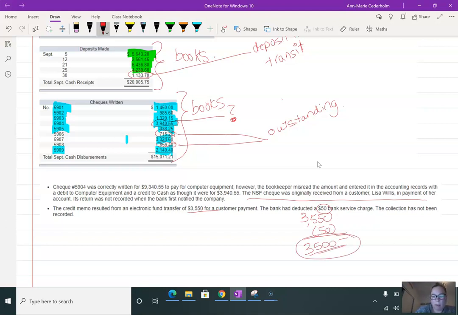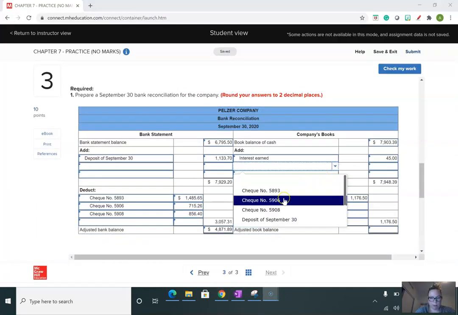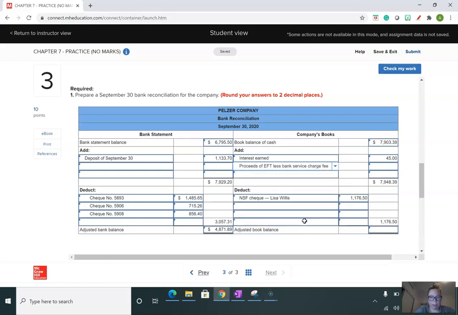So I'll go ahead and move that $3,500 onto my bank reconciliation. Okay, so let's put proceeds less bank service fee, and that's $3,500. You could have also done this slightly differently: we could have added the proceeds of the electronic funds transfer and then subtracted the bank charges to net out $3,500. But in this case, they only gave us that one option.